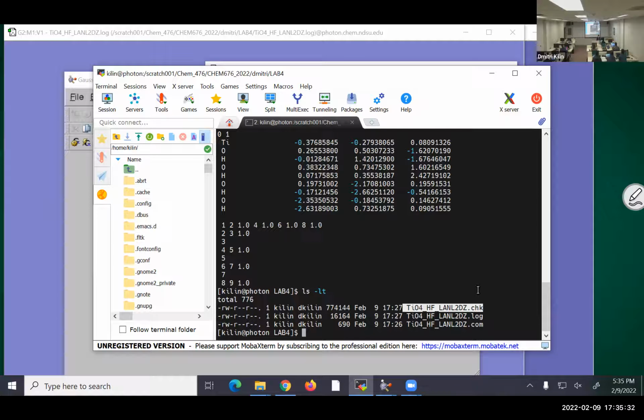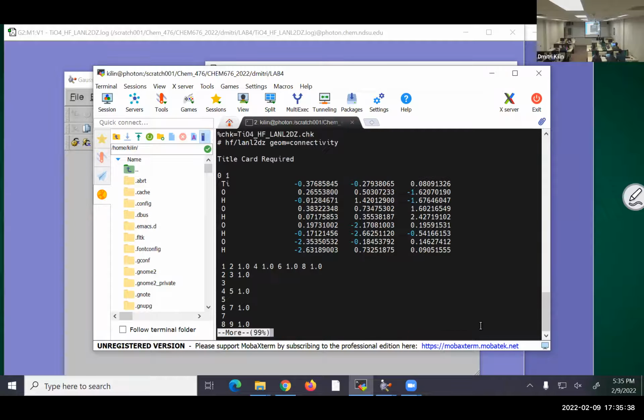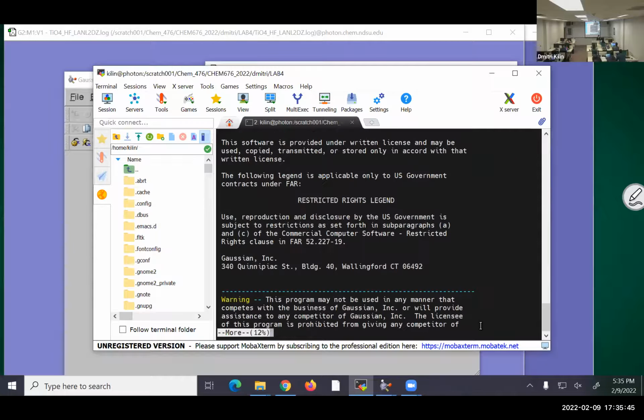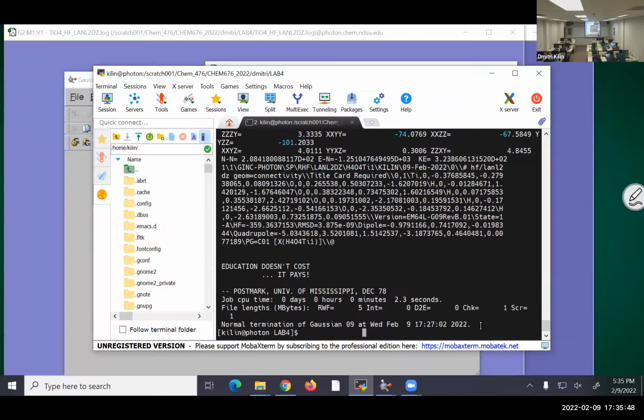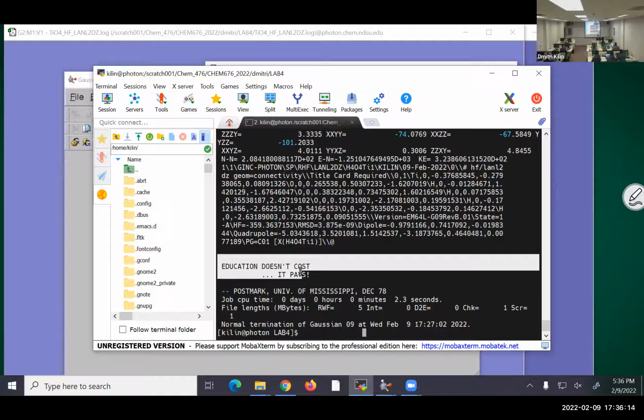Okay, so let's just look inside the log file. It's not very long, but maybe a little longer than humans want to read. What is important is the very last line. There is a phrase, normal termination. If the log file doesn't have the words normal termination, it means there were some problems. One needs to double check what is going on and maybe resubmit the job. Then it tells some silly jokes from a database. You will see that the jokes will be different each time you run Gaussian.